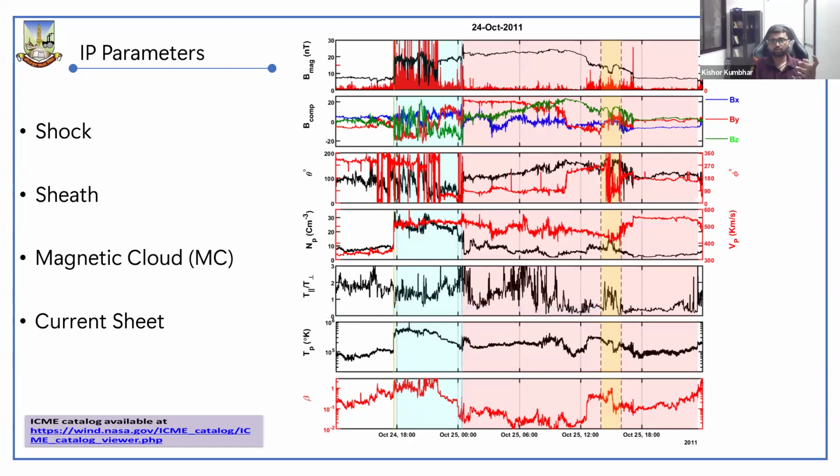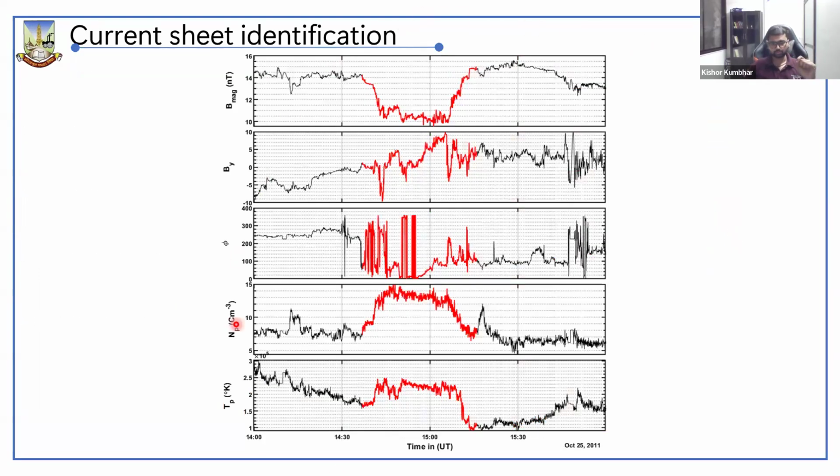So for that purpose, let us see this particular plot, which is the expanded version of the interplanetary parameters, where we have the total magnetic field, By, the Y component of the magnetic field, the azimuthal angle phi, number density and temperature Tp. Here the red shaded portion represents the region of our interest, and here we can see the IMF magnetic field roughly decreases from around 14 nanotesla to roughly around 9.5, 9.6 nanotesla.